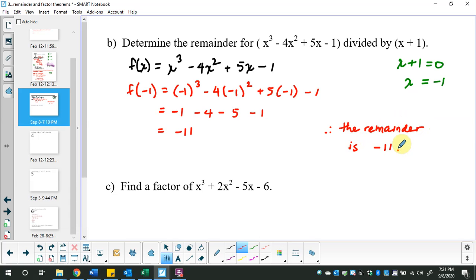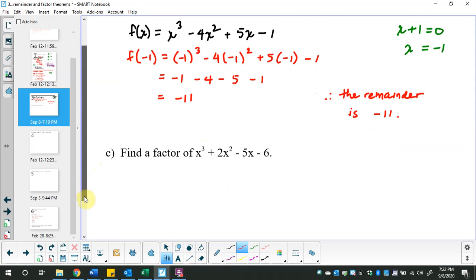Now, to be clear, if I asked you to divide by something other than x plus 1, that means the number that you would be substituting in is something other than negative 1, which means you are very, very likely to get a remainder that is not negative 11. It's something else. So next question.